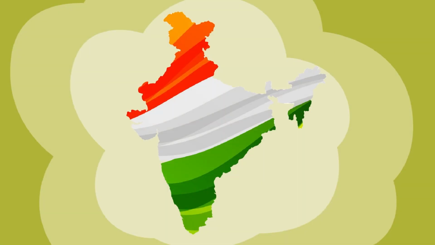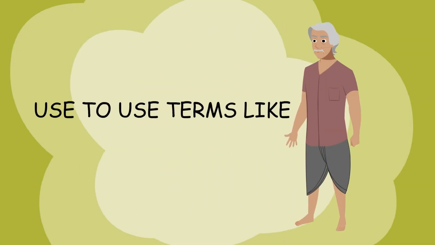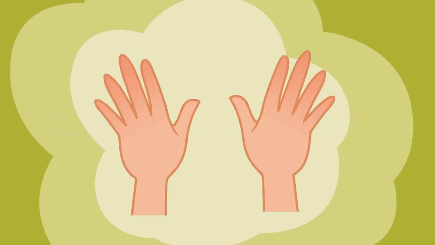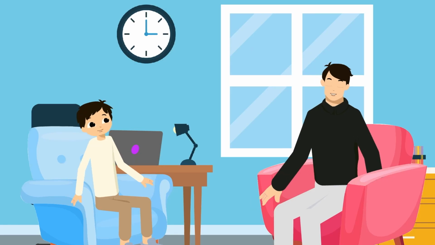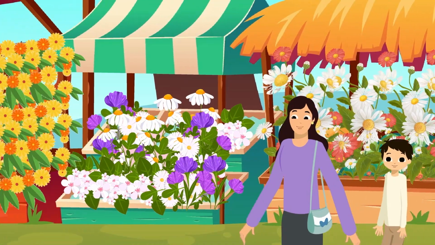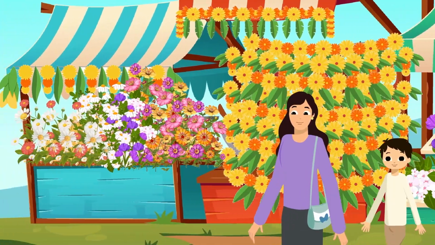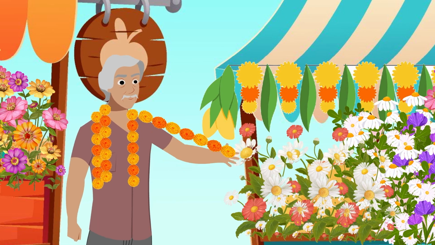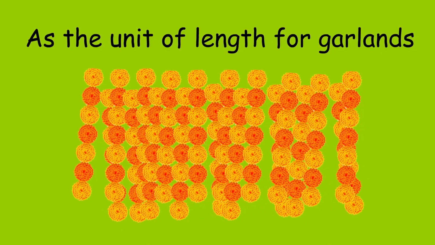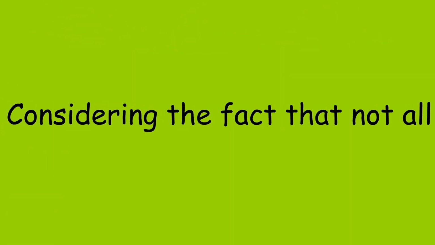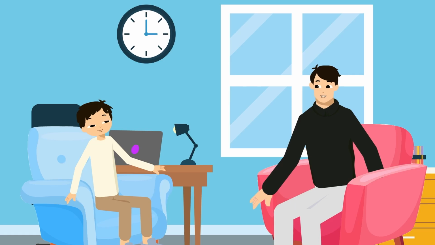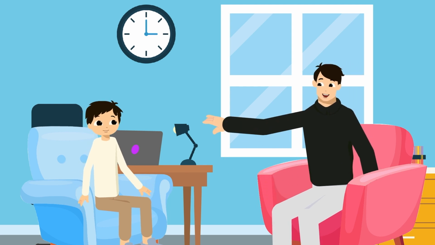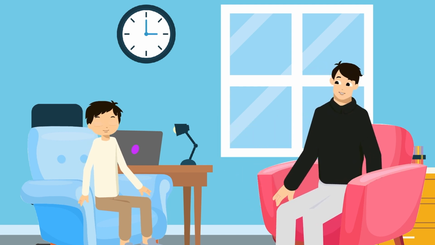Absolutely. In India itself, ancient people used to use terms like angul, which means finger, or mutti, which means fist, to measure small lengths. Oh. Also, Dad, I still hear the garland maker in the market that I went with Mom sell flowers by using his forearm as the unit of length for garlands. But it must have been pretty confusing considering the fact that not all feet or forearm lengths and sizes are the same. Yes, Arjun, you're absolutely right. This has definitely caused a lot of confusion in measurements and units.